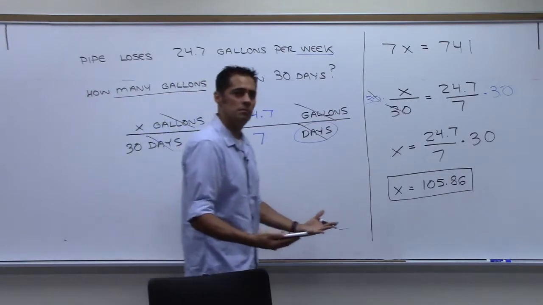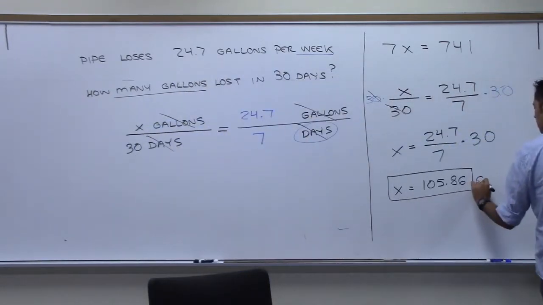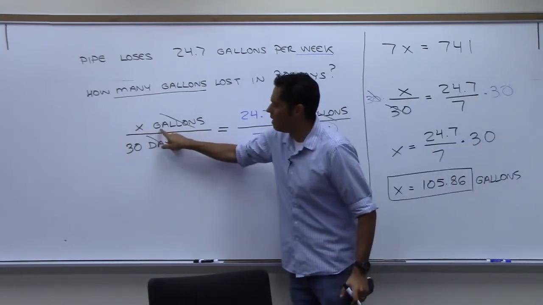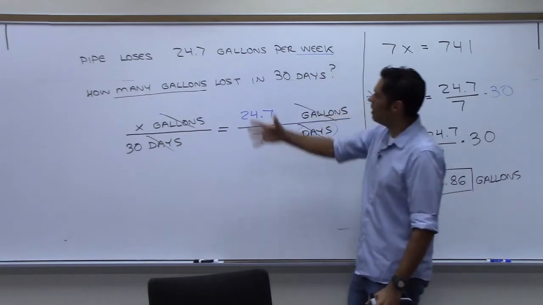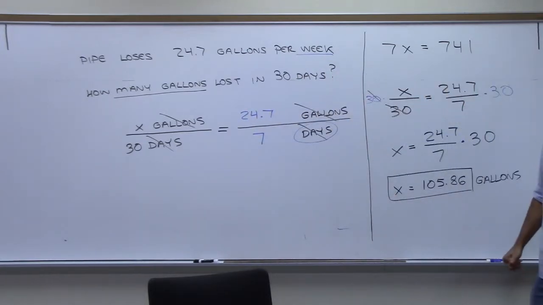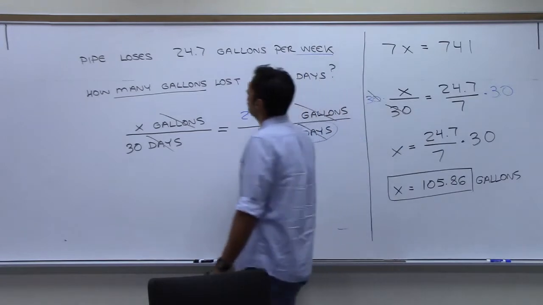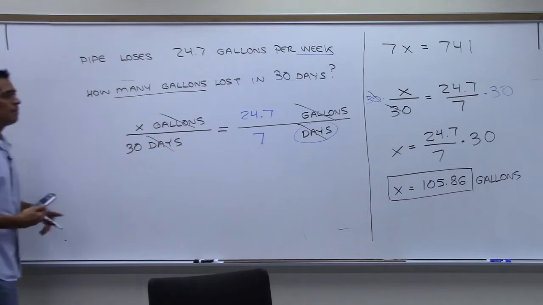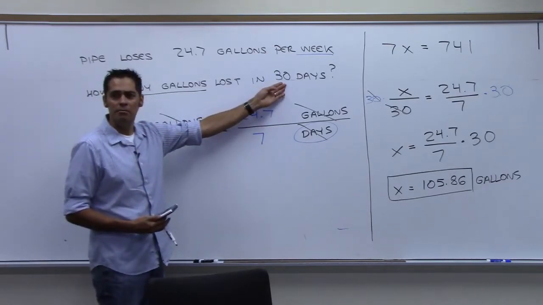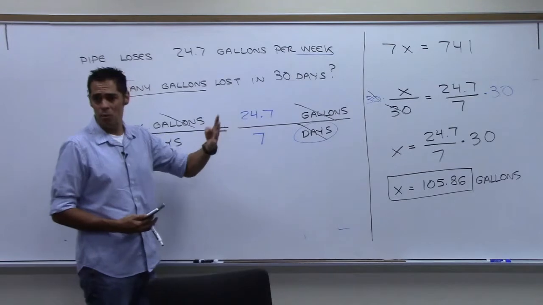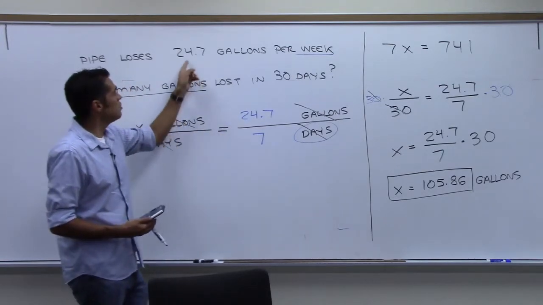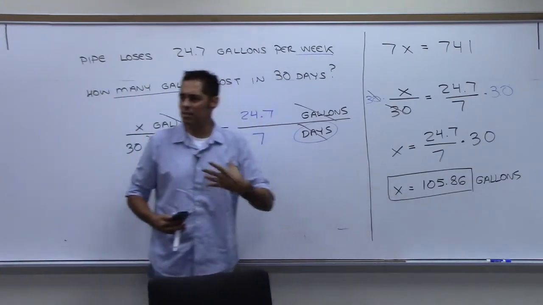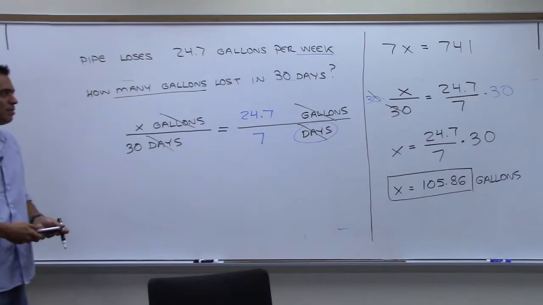105.86 what? Gallons. How do we know it was gallons? Well, look at our x. It was x gallons, right? So now let's read back through the word problem. Pipe loses 24.7 gallons per week. How many gallons does it lose in 30 days? Well, 30 days is longer than a week. It's actually more than 4 weeks. So our answer should be more than 4 times this, which it is. 105.86 makes sense as an answer. And you always want to do that kind of mental check.